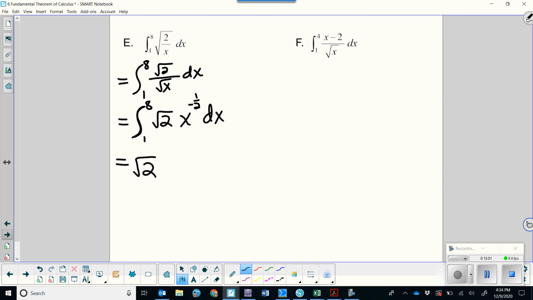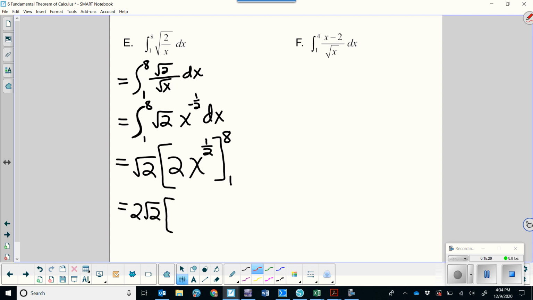So I prefer to put, again, square root of 2 out in front, then put a bracket. Then I'm going to do my x to the negative 1/2. That would be x to the positive 1/2, because we add 1 times 2, because it's times the reciprocal of the power. And then I'm going from 1 to 8. So I'm going to write the 2 square root of 2 out in front. So this whole thing I just pulled out in front, and then that way I don't have to deal with it. I just do 8 to the 1/2 minus 1 to the 1/2, which is just going to be 1.